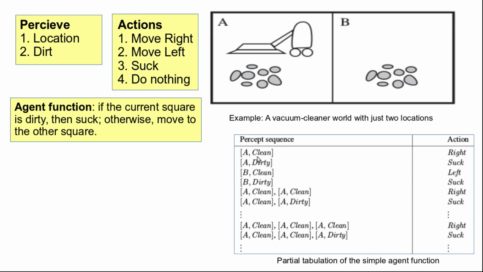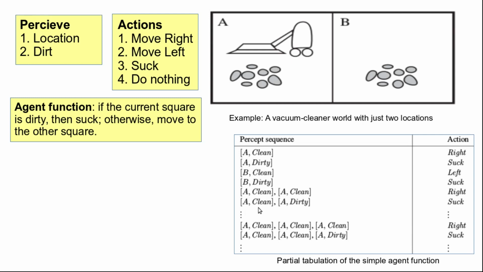Now initially we may be in room A and room A was clean, so we tried to move to the right. The action was to move right, so we move right a little bit, and then again in the next time instant we try to get the percept, and the percept will again be, we are still in room A and room A is clean. So that's one possibility. So now the percept sequence becomes A clean, A clean, in which case we should continue moving to the right because we have to move to the other room.